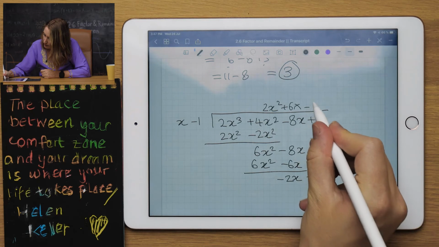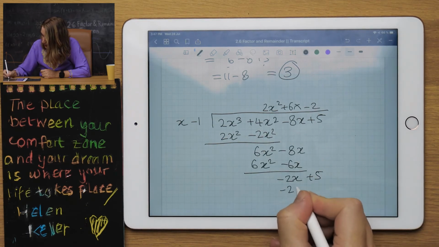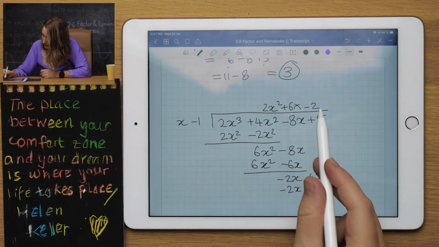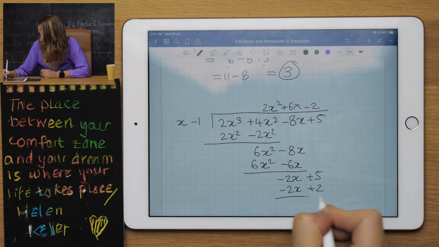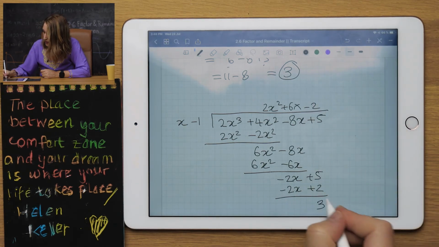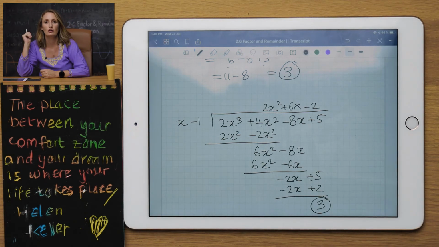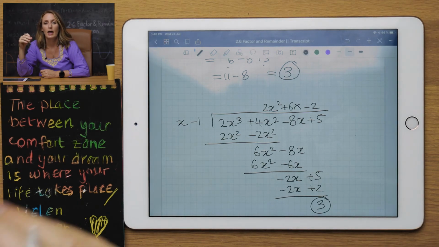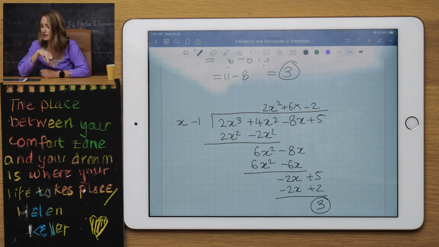Would divide, that would be minus 2. Minus 2x, that would be plus 2. Here we go. Subtract, and that would leave me a remainder of 3. So you can see that using the remainder theorem is much, much faster than doing the long divisions.